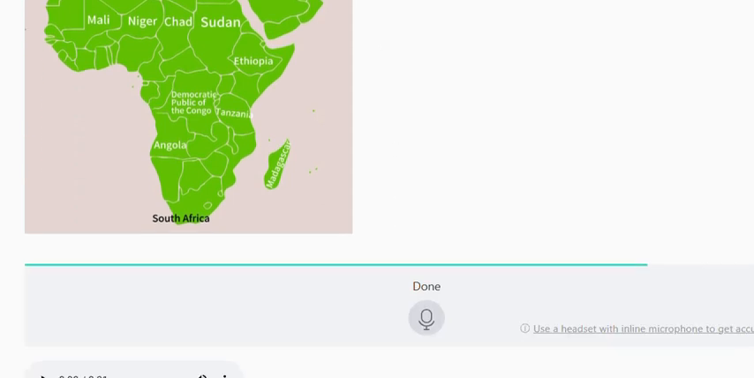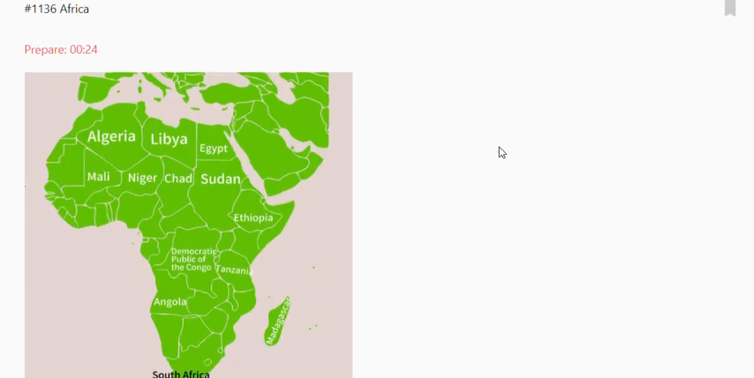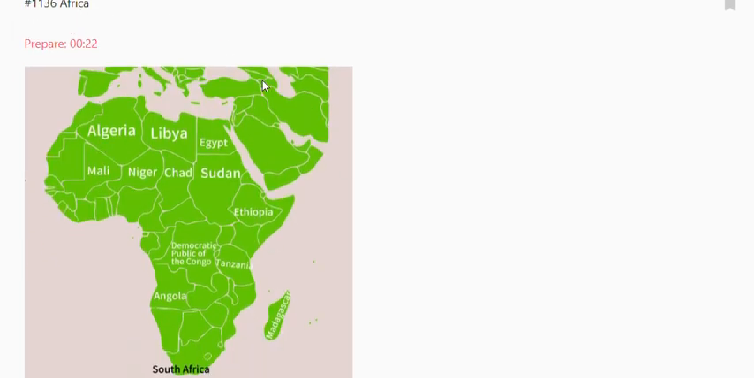Maybe I will try to redo this once again. This is a map of African continent. This is South Africa, so this is East Africa, North Africa, this is East, this is East, and this is South.